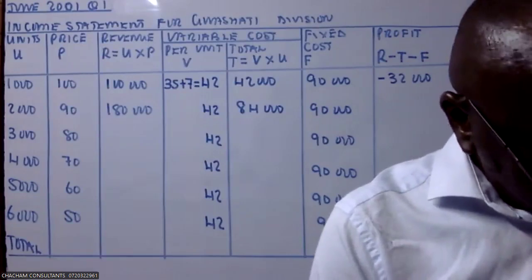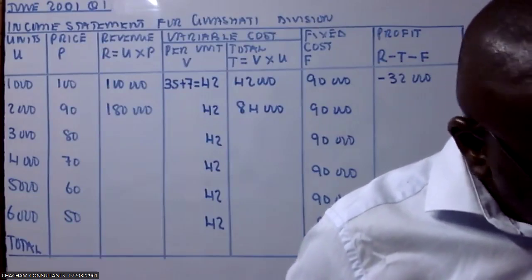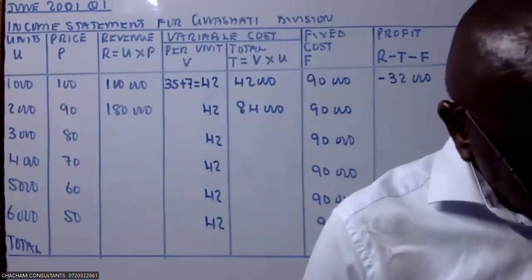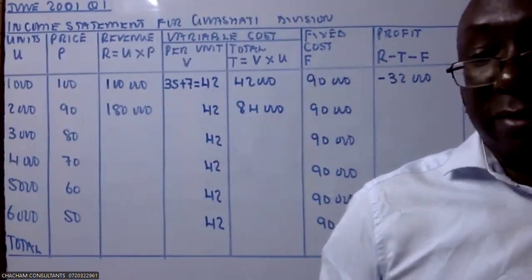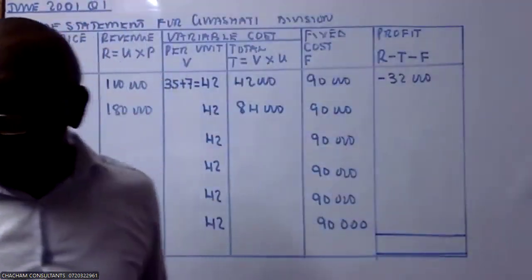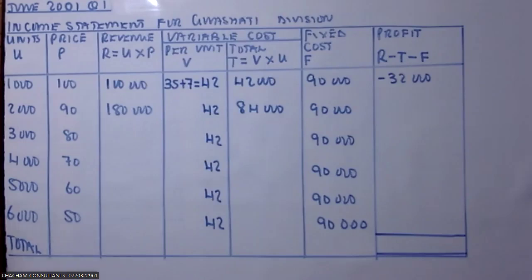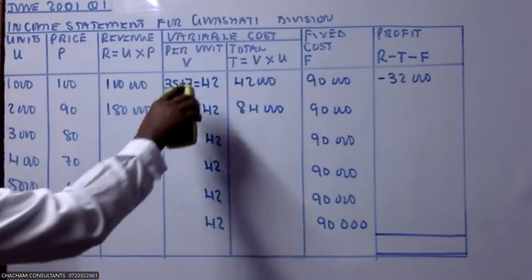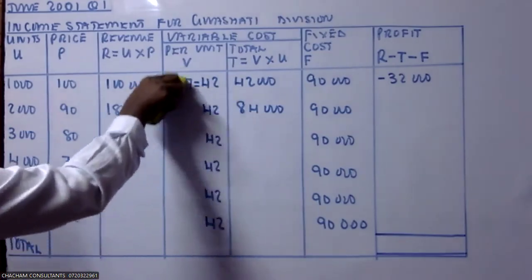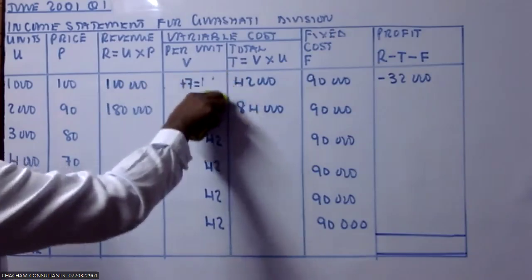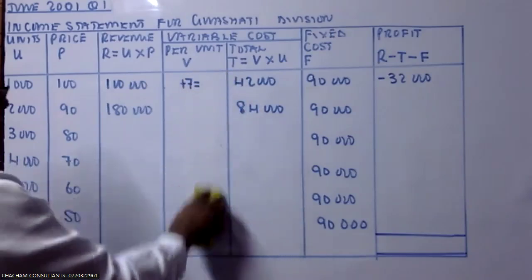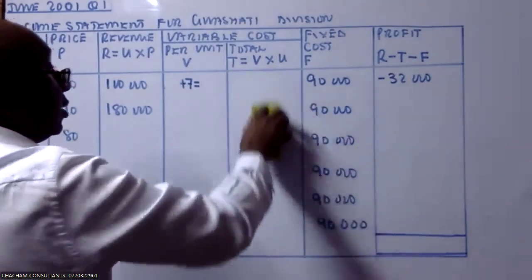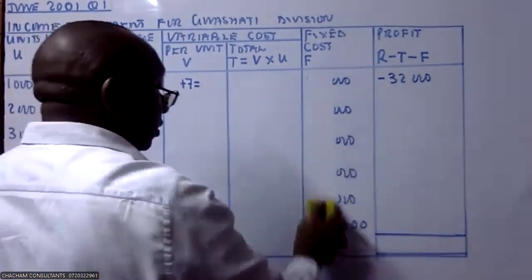So let us go to the next table. In the next table, the prices will remain. Even the revenue will remain. So just copy as they are. The change will happen here. This is where the change will happen. And here.